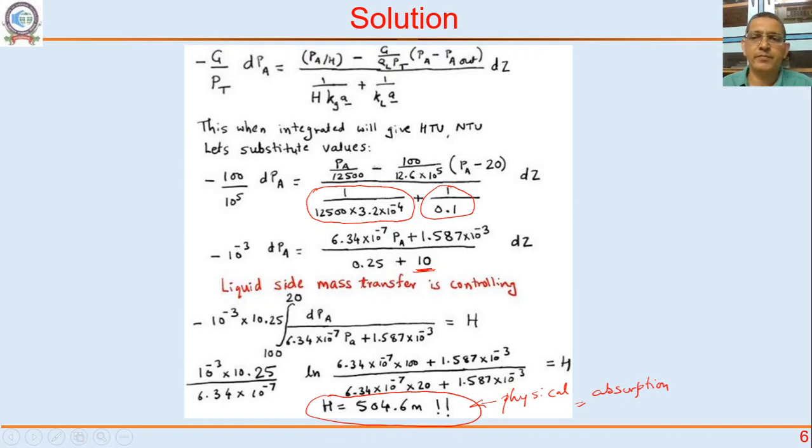Undergraduate stuff. Okay. And then you can even define height of transfer unit, number of transfer units, and so on and so forth. Right? That's not important right now. Now, what can we do? How can we reduce this height? Think. How can we reduce this height?